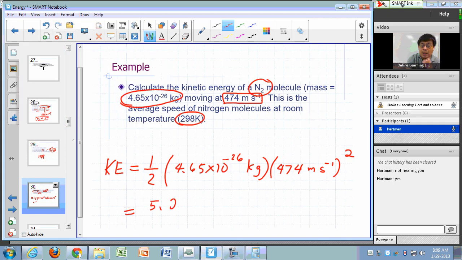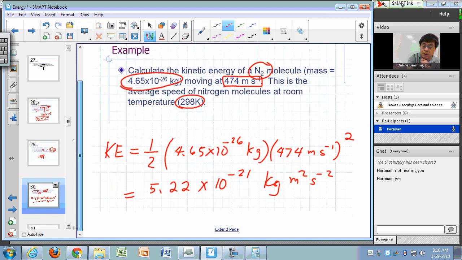Is that what you're getting? Okay. 5.22 times 10 to the negative 21 joules, which is kilograms meters squared per second squared. So this is a joule. You can see in terms of joules, those are very small numbers.